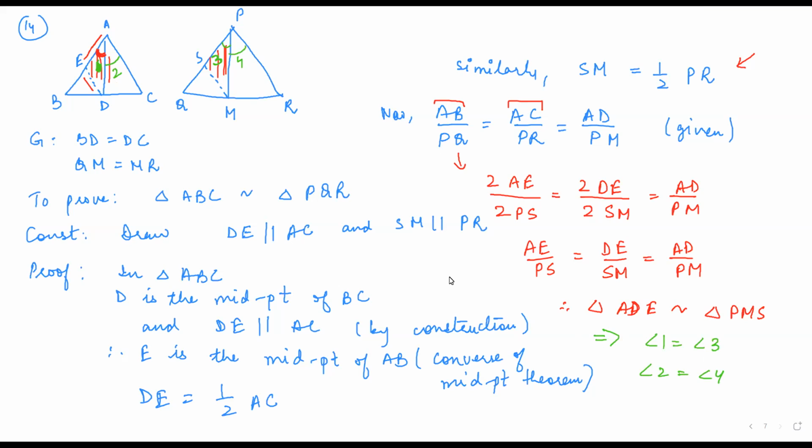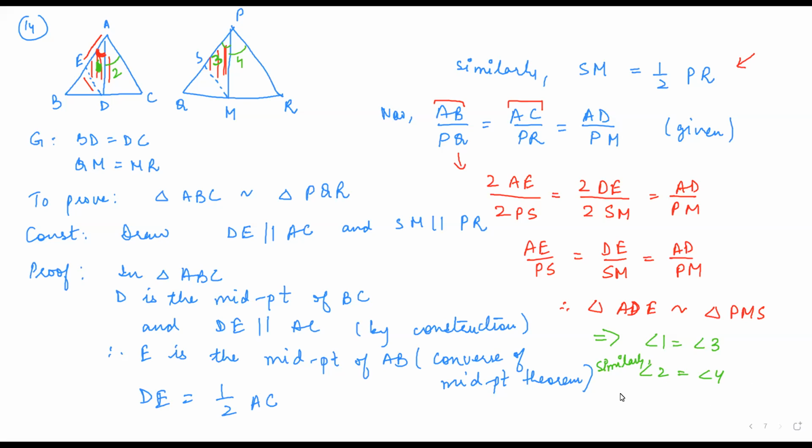How will angle 2 be equal to angle 4? Similarly, if I do the construction on the right hand side and repeat the whole process, I get 2 is equal to 4. So you can write similarly, because on one side I have done the construction. So similarly, I have got this.